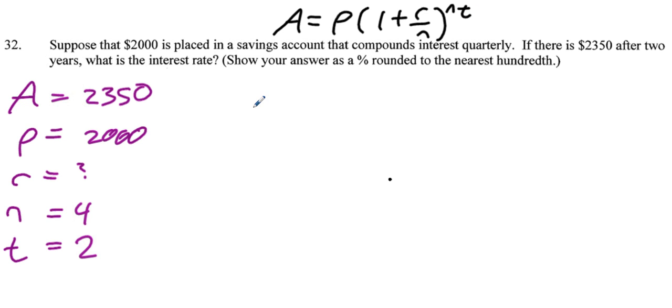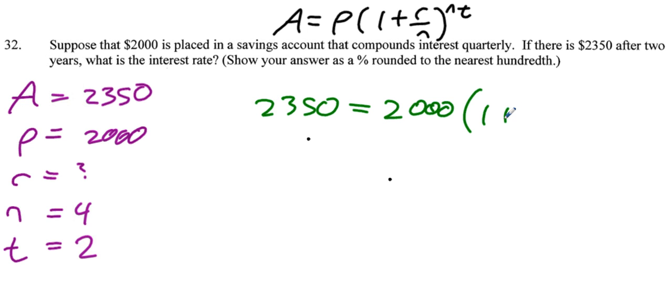Plug everything in. 2,350 equals 2,000 times 1 plus R, which we don't know, over N, which is 4, to the N times T. That's 4 times 2, which is 8. And solve for R. So divide by this 2,000 first.